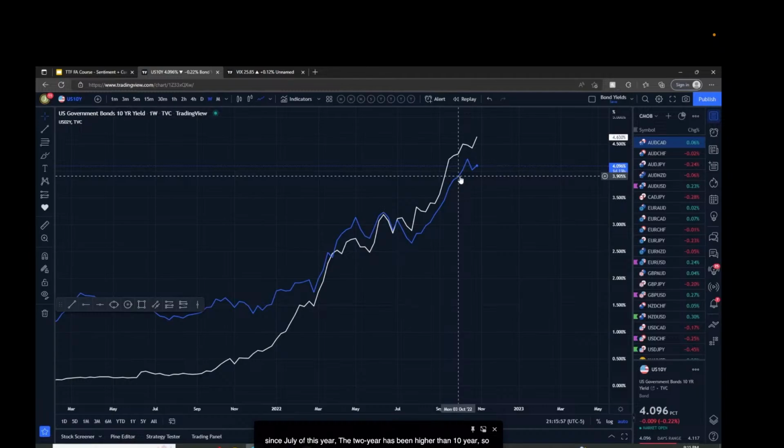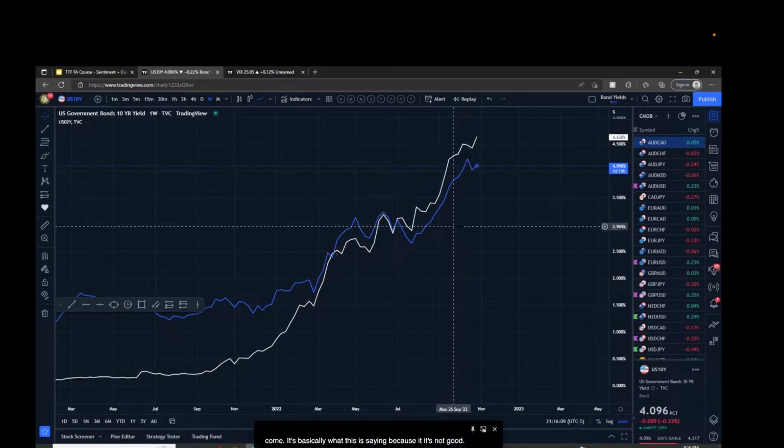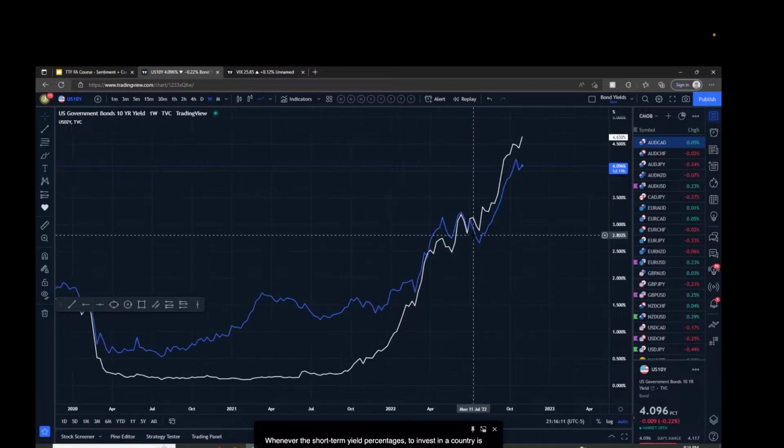So there is a crisis to potentially come. It's basically what this is saying, because it's not good whenever the short-term yield percentages to invest in a country is greater than the long-term. So that's something to look out for.